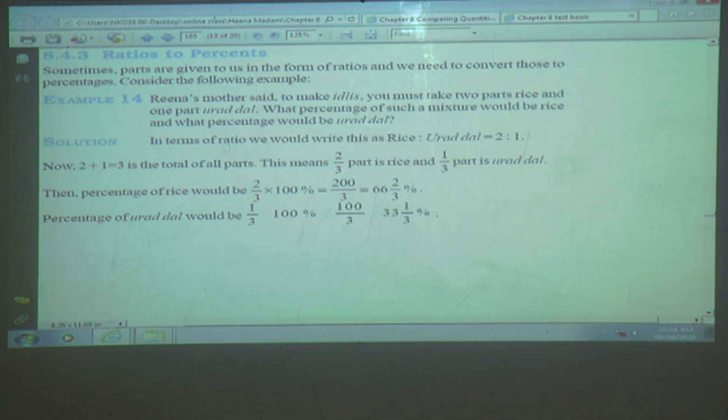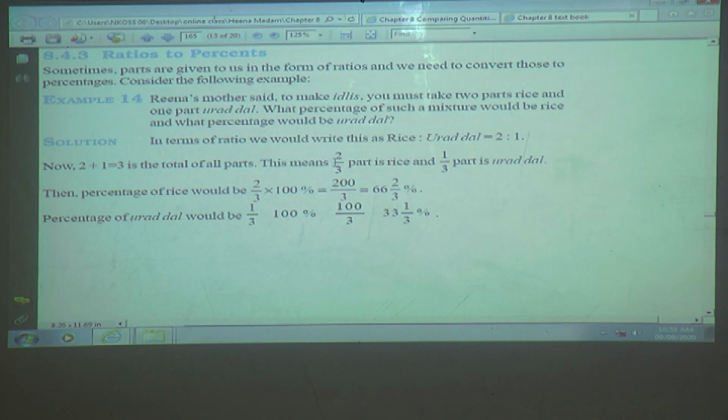So in terms of ratio, we write rice is to urad dal. Rice is given 2 parts and urad dal is 1 part. So 2:1 is the ratio. Now 2 plus 1 is equal to how much? 3. What we have done is just added 2 plus 1 of the ratio, that is 3, which is the total parts.